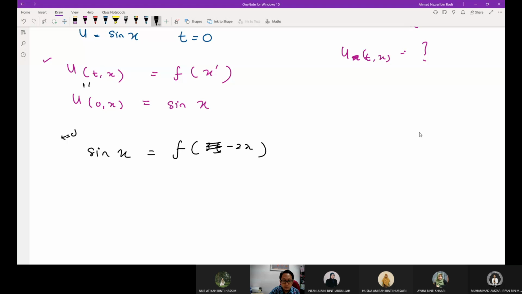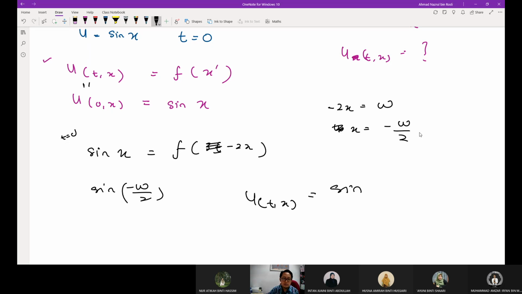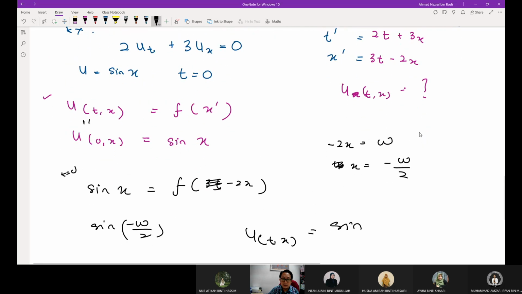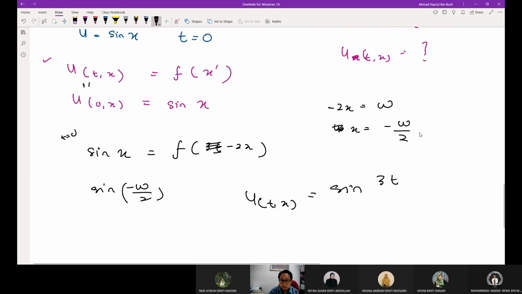So like before, we put the value for the 2x is equal to w. So x is equal to minus w over 2. So we can replace x to the sine, okay? Sine minus w over 2. So to get the u(x,t), it becomes sine minus w, which is w is x prime, okay? 3t minus 2x minus x prime over 2.